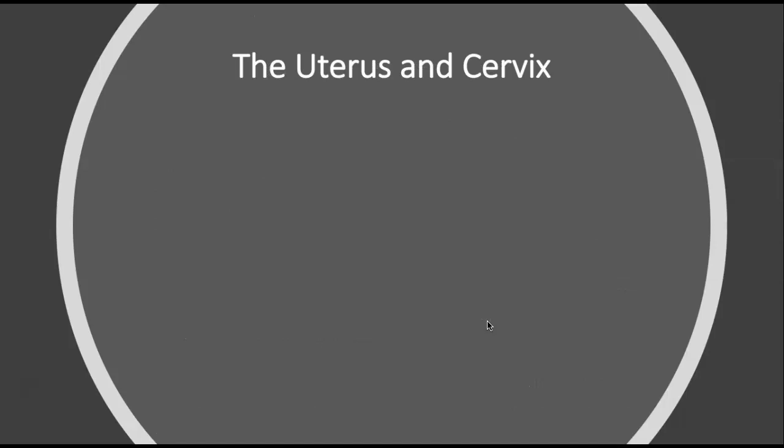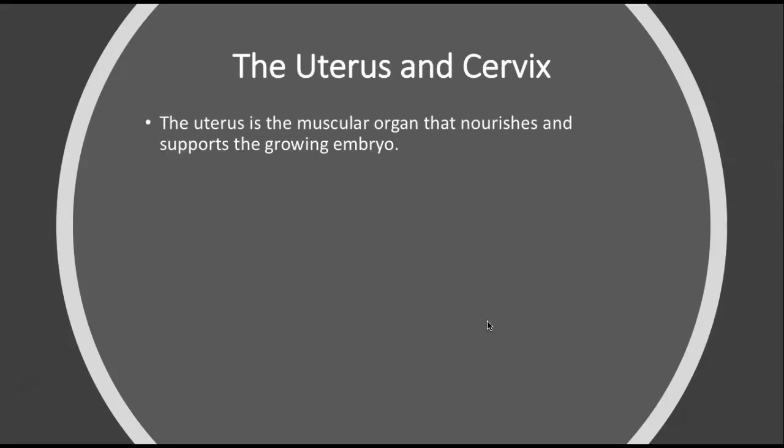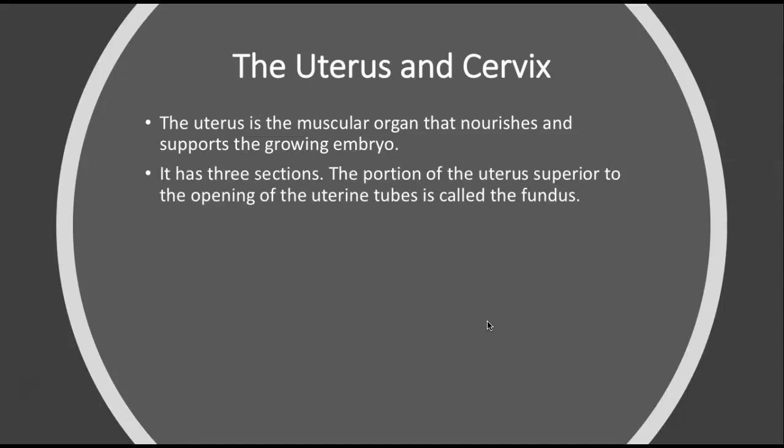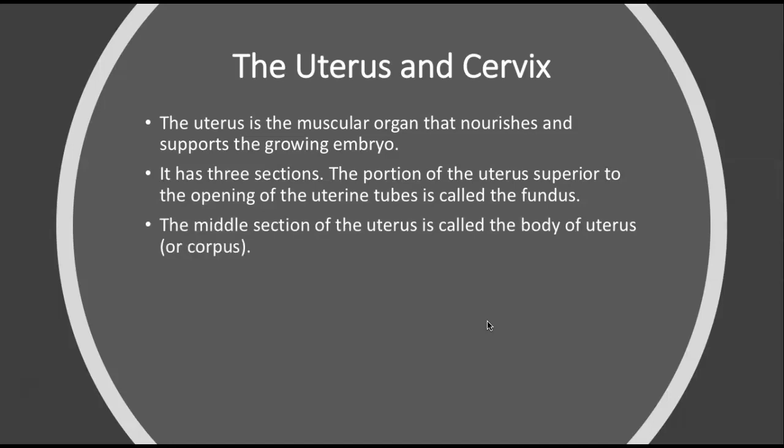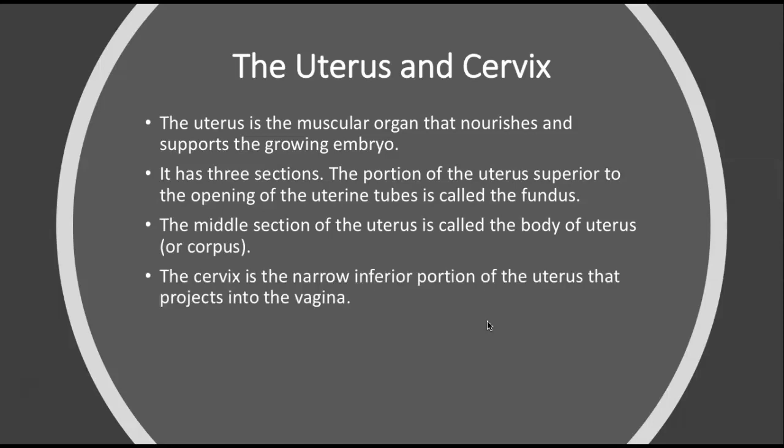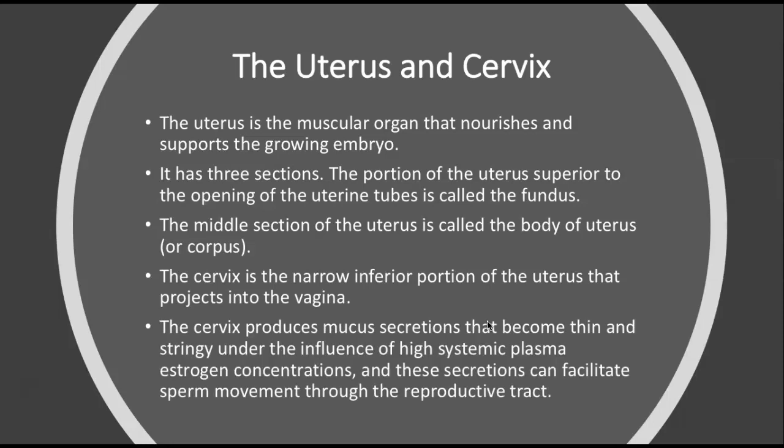Okay, let's talk about the uterus and cervix. The uterus is the muscular organ that nourishes and supports a growing embryo. It has 3 sections. The portion of the uterus that is superior to the opening of the uterine tubes is called the fundus. The middle section of the uterus is called the body or the corpus. And the cervix is the narrow inferior portion of the uterus that projects into the vagina. The cervix produces mucus secretions that actually become thin and stringy under the influence of high systemic plasma estrogen, and these secretions can facilitate sperm movement through the reproductive tract.